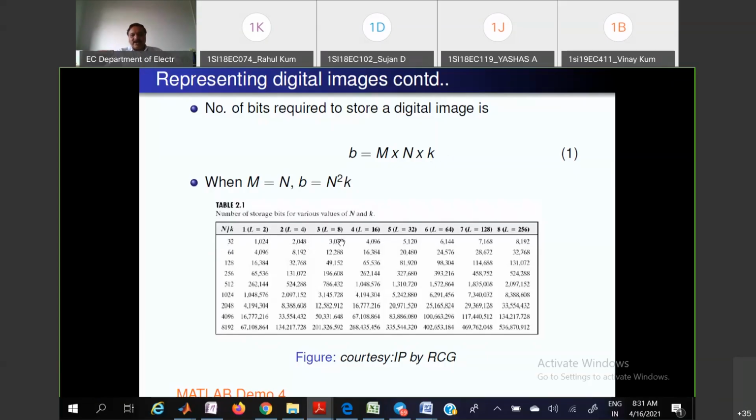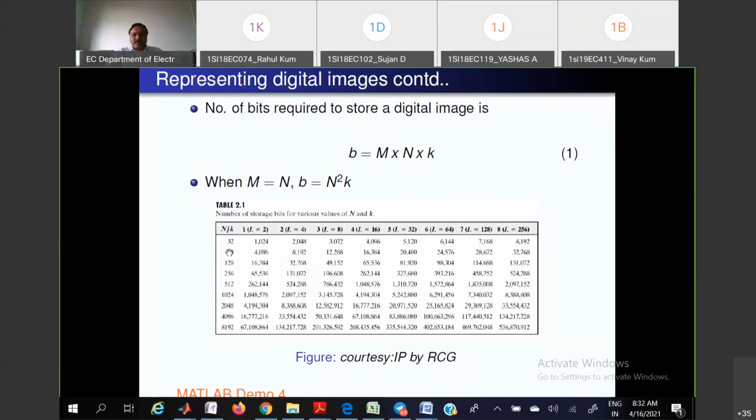That means as I increase the number of bits used for representation, the size of the image is increasing. So a 32 cross 32 image with 8 bits for representation, 8 bits meaning 256 gray levels, will be 32 into 32 into 8, which is 8192.